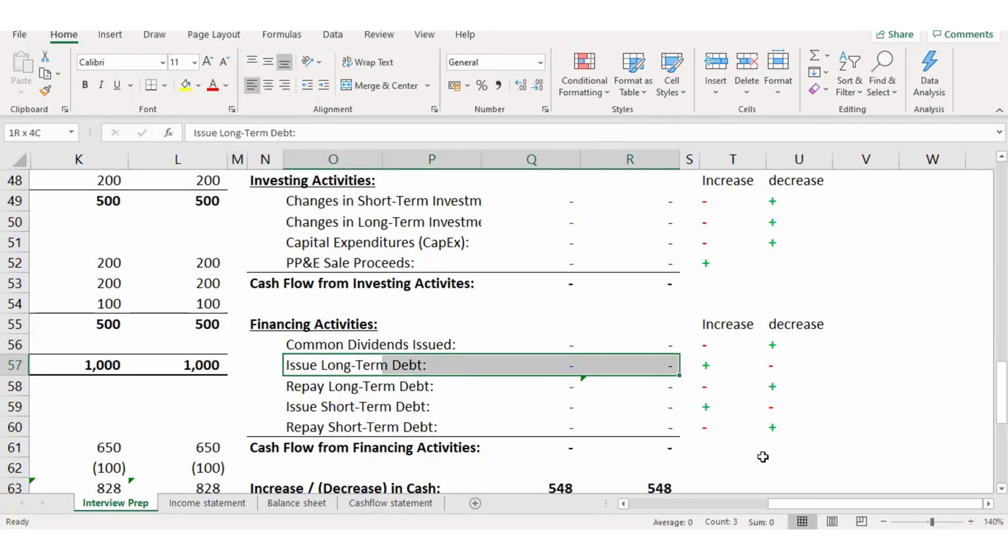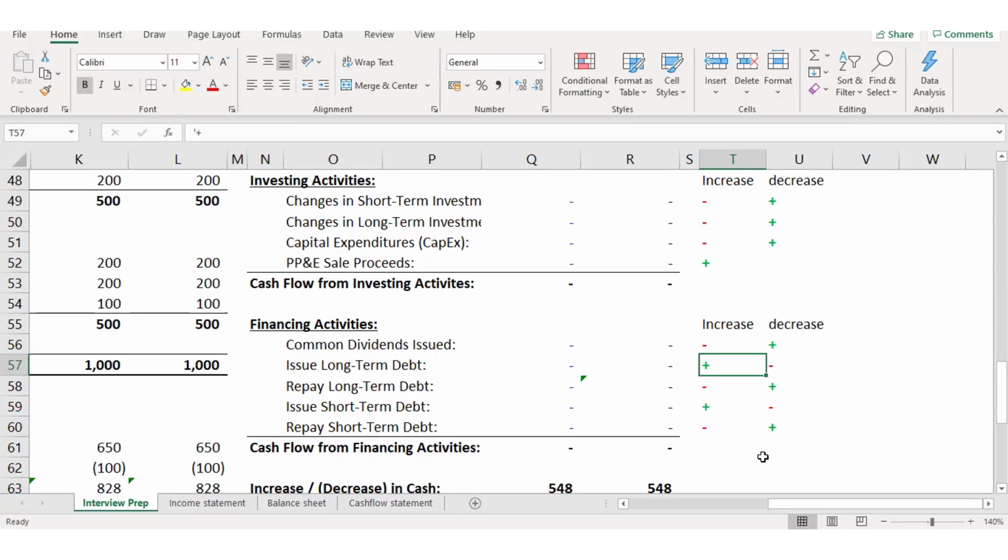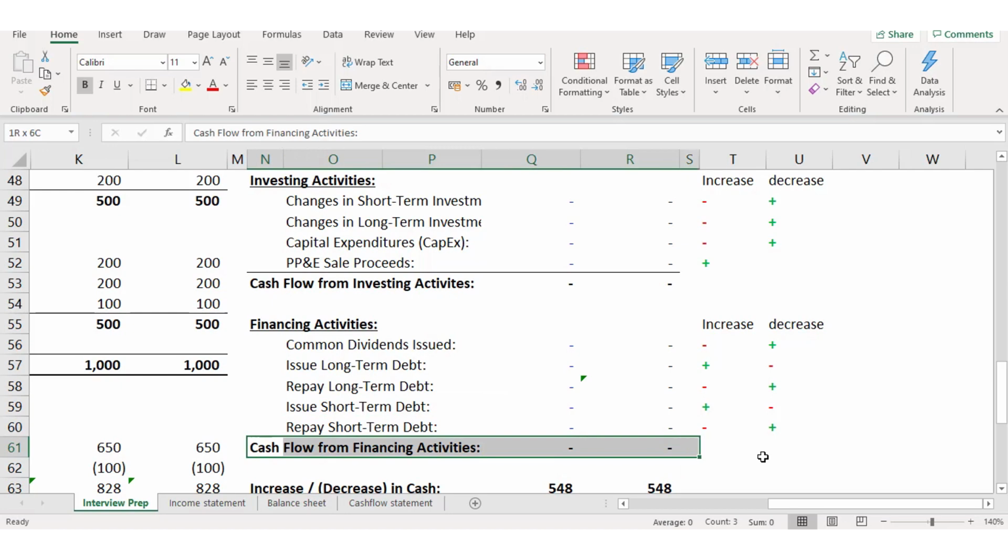So issuing long-term debt. Simple. Imagine going to the bank and saying, hey, I need $1 billion. What do you think that's going to do to your balance sheet? It's going to increase your cash balance. So it's going to be an increase of cash. When you pay back that debt, it's going to be a decrease in cash. And exact same rationale for short-term debt issuance and short-term debt payments. So that's essentially cash flow from financing activity.